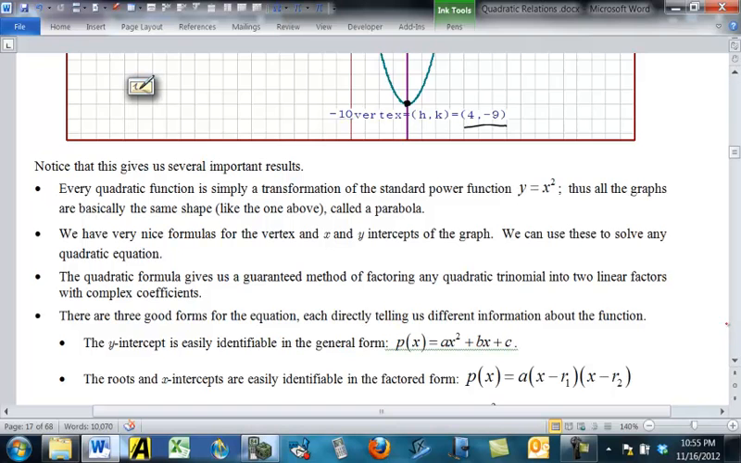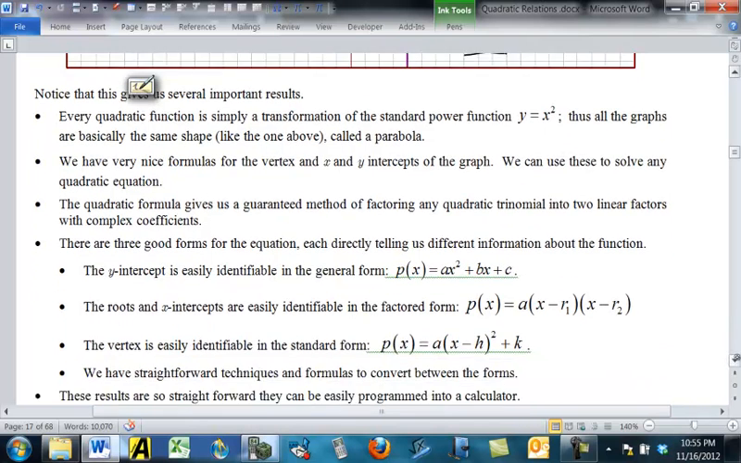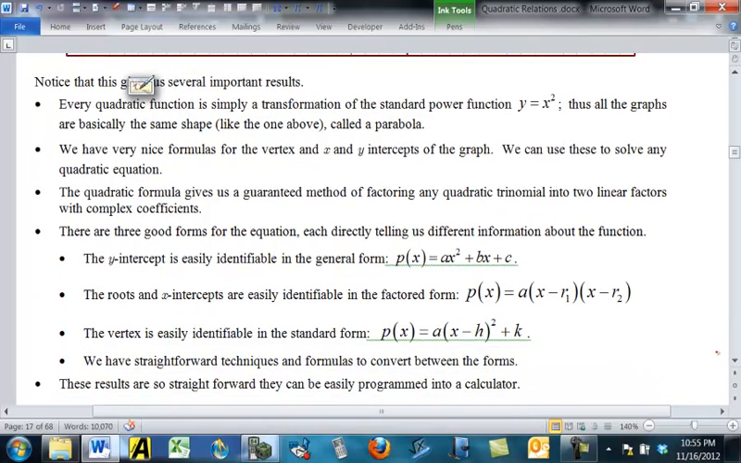Okay? So what are our basic conclusions? Every quadratic function is simply a transformation of the standard power function y equals x squared. So all the graphs have the same basic shape, like the one above, called the parabola. We have very nice formulas for the vertex, the y-intercept, and the x-intercepts of the graph. We can use these to solve any quadratic equation.